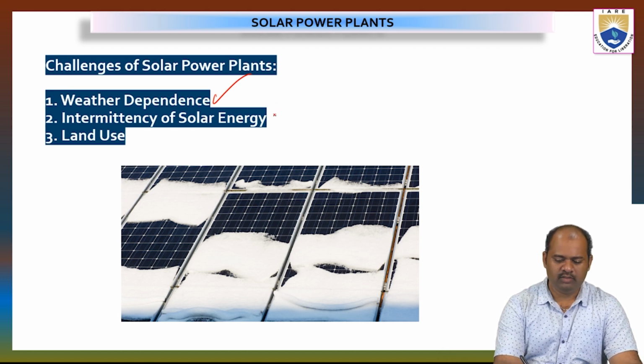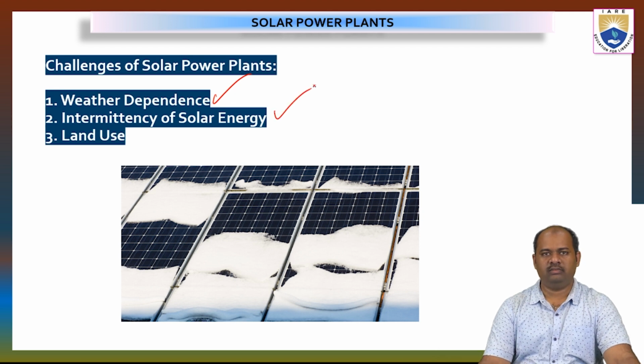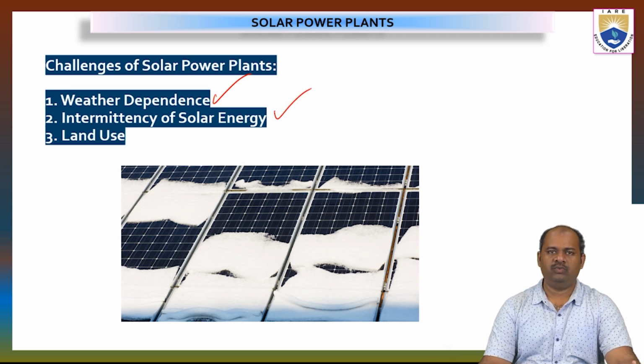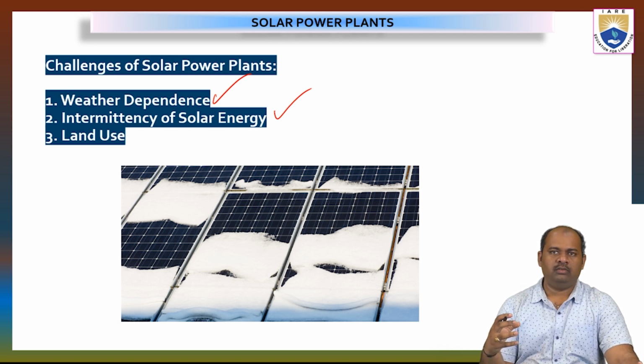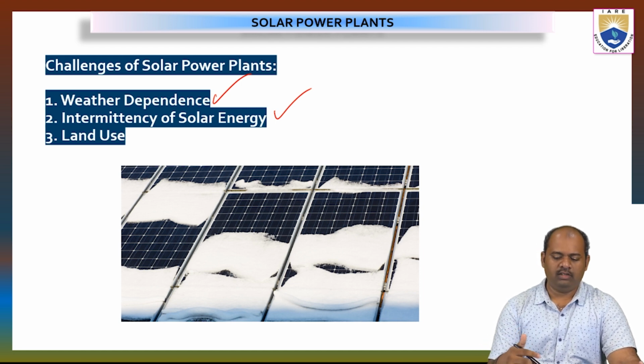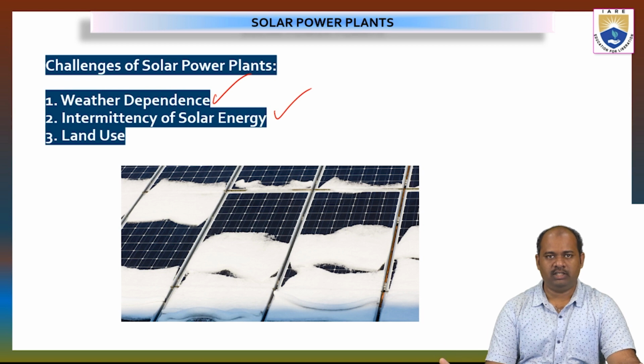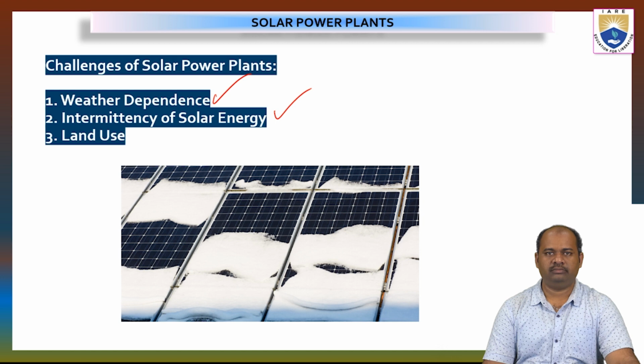And then intermittency of solar energy. Because we are living on the planet Earth, we have an atmosphere. This atmosphere, directly or indirectly, moderates the incoming solar radiation. The atmosphere should be taken into account when we calculate the amount of electricity generation while installing a power plant.